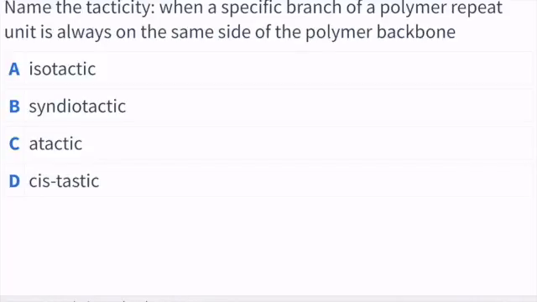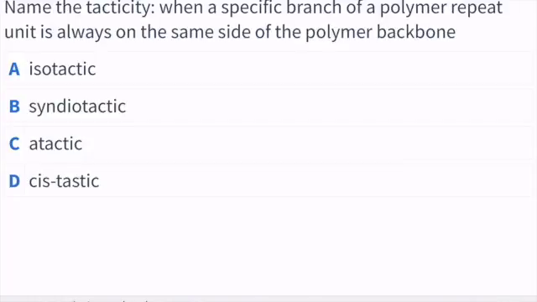So name the tacticity. When a specific branch of a polymer repeat unit is always on the same side of the polymer backbone. So repeat unit is a mer. So we're looking at the backbone, and we have side groups that are all on the same side. Is that isotactic, syndiotactic, atactic or cistactic? And I'll give you a hint. D I made up. There is no cistactic, so it's one of the top ones.